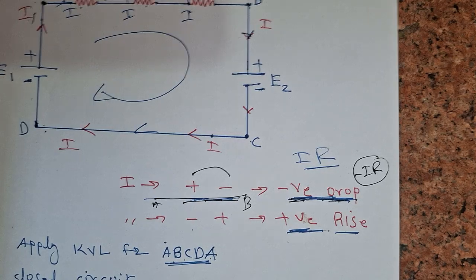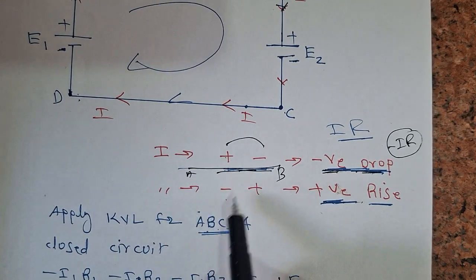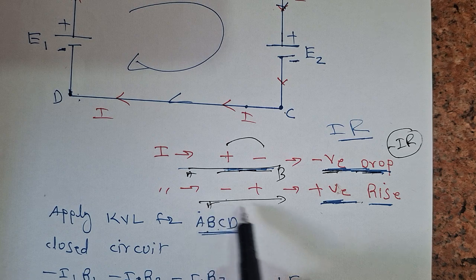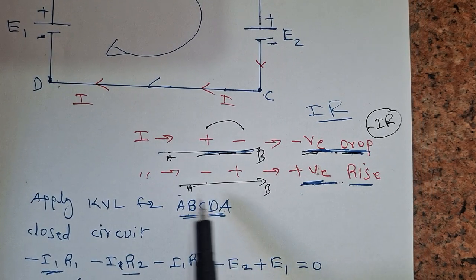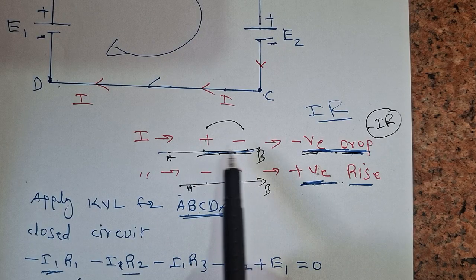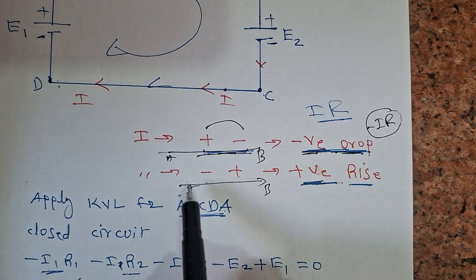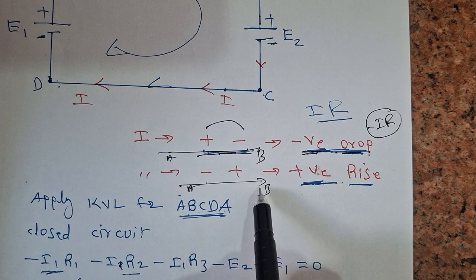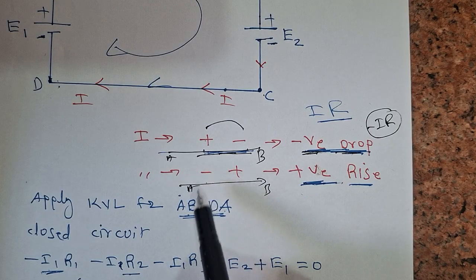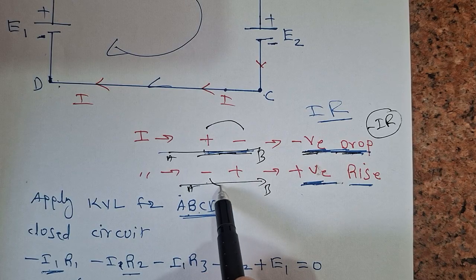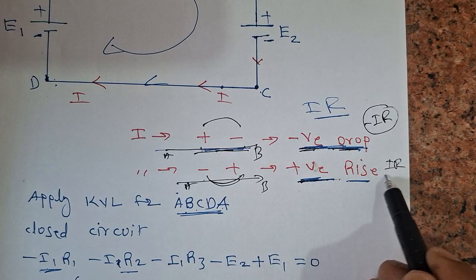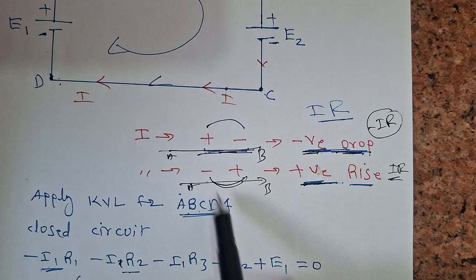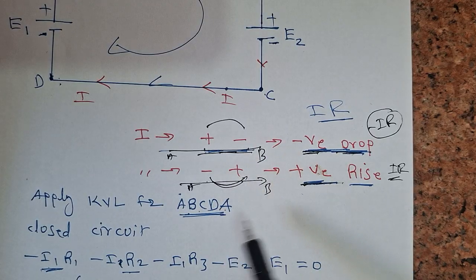This is the drop. Similarly, again we are moving from A to B, but the battery symbol is reversed. So the battery signs are changed. Our direction is again A to B, but the battery is reversed, so we are moving from negative to positive. Then we can say it is a rise in voltage. Therefore, we have to take the IR drop as positive. This is very important in Kirchhoff voltage law, taking the voltage signs.